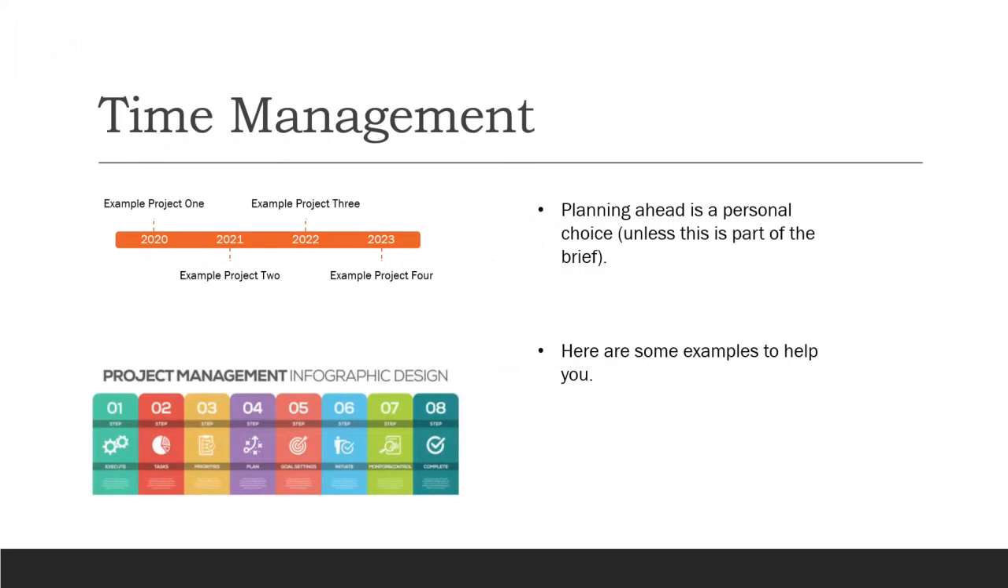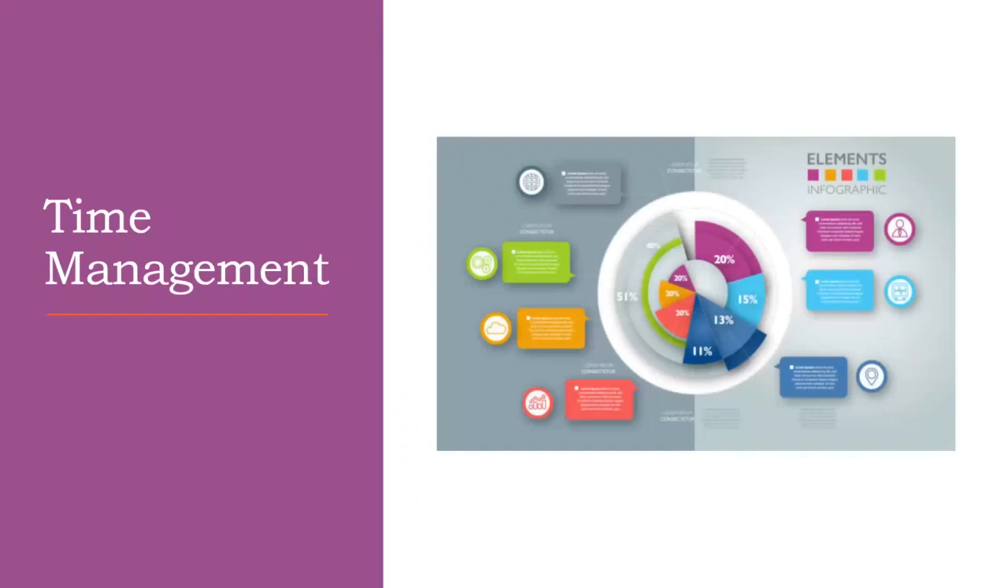So time management plans. Here is an example of a chart. On the one side, this is for a long period of 3 years. So let's move away from that. You could be working on a chronological bar, as we see in that first example, that spreads 3 years. Or you could be going into something else that's a bit easier. It's kind of like the project management infographics shown at the bottom. But planning ahead is a personal choice, unless this is part of the brief. Here are some examples to help you. So I've mentioned those two first, and then we're going to move on to another one.